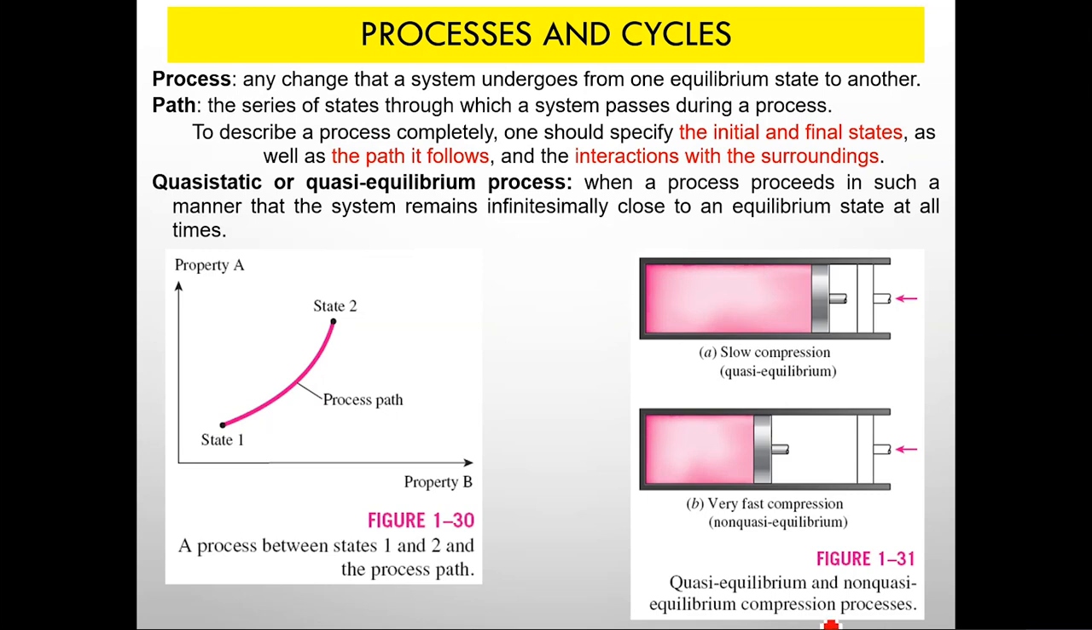Clear? This fast compression is a non-quasi-equilibrium or non-equilibrium process that cannot be represented on the path, because you're not aware, while you are moving from state 1 to state 2, which path your system followed, because maybe half of the system was in this region and half of the system was in this region when you had applied certain pressure. So you are not aware of the exact path the system followed as it moved from state 1 to state 2. Clear enough? All right.